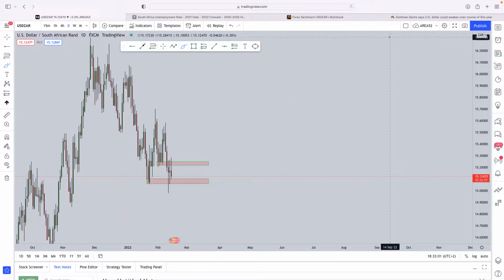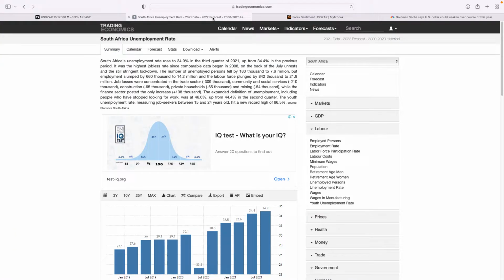Now there are two things that we need to look out for. We've got the South African unemployment rate that's coming out, and we can see here the unemployment rate has not been doing that good. It says here from Trade Economics, South Africa's unemployment rate rose to 34.9 in the third quarter, up from 34.4 in the previous period. It was the highest job loss rate since comparable data began in 2008, on the back of the July unrest and the still strengthened lockdown.